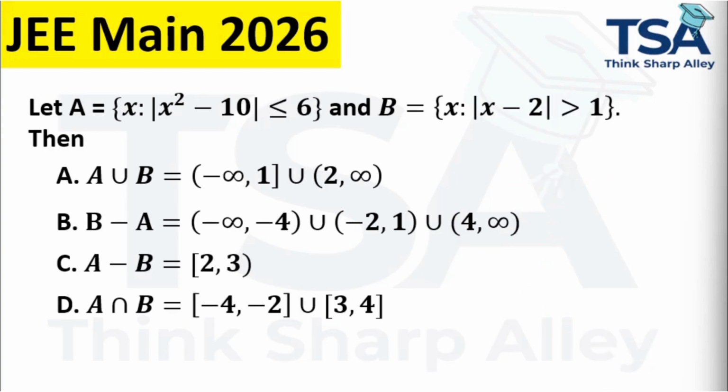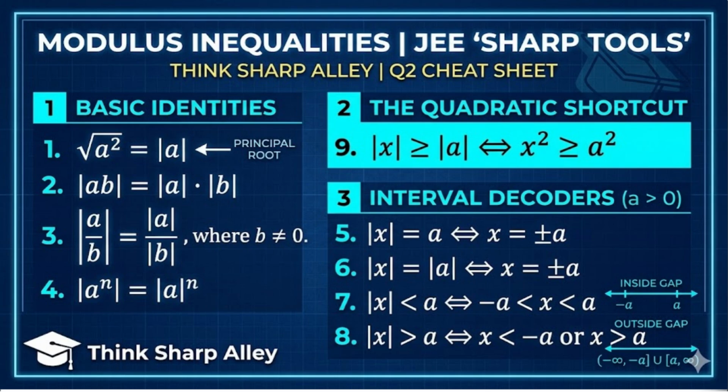But before we dive into the calculations, let's look at the sharp tools we need in our arsenal. Modulus inequalities can be tricky, but these properties are your roadmap to getting them right every single time. So first, take a screenshot of these. These 9 properties are the roadmap we will use to dismantle set A and set B. Without these, you are just guessing, but with them, you are calculating with 100% certainty.